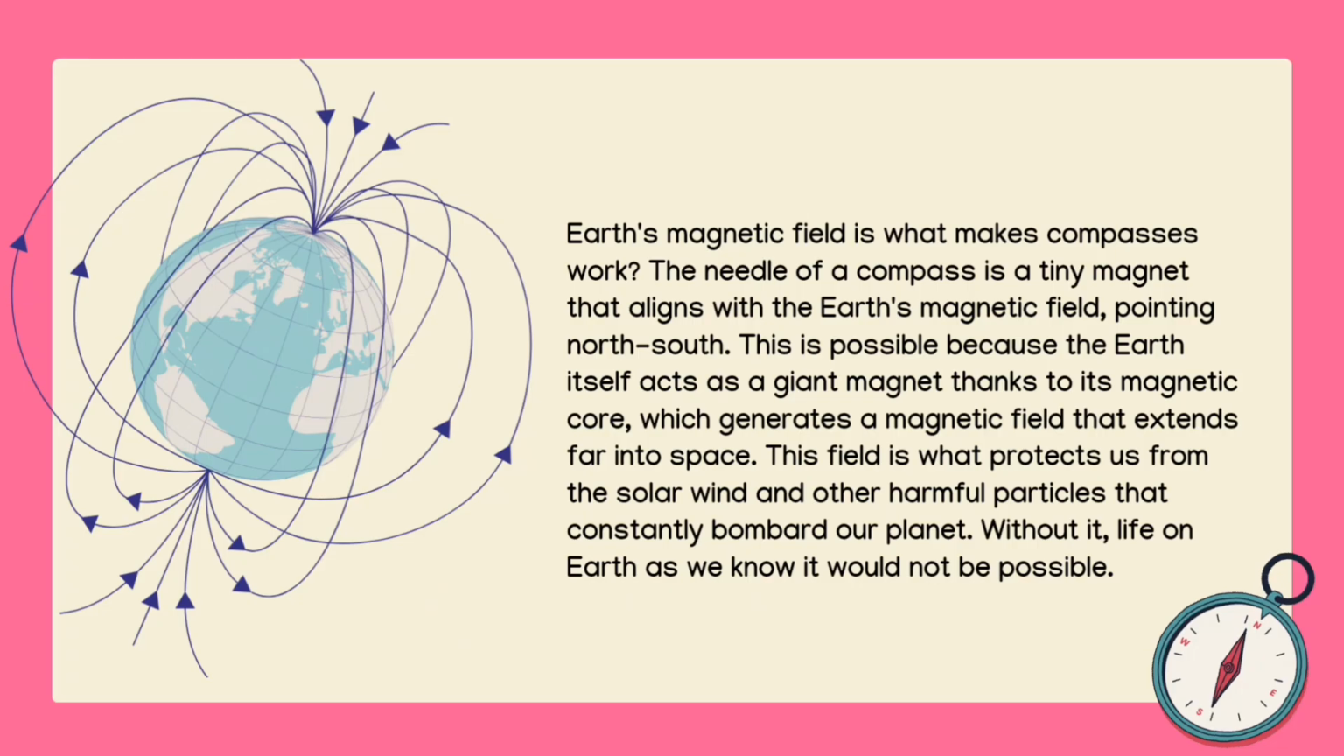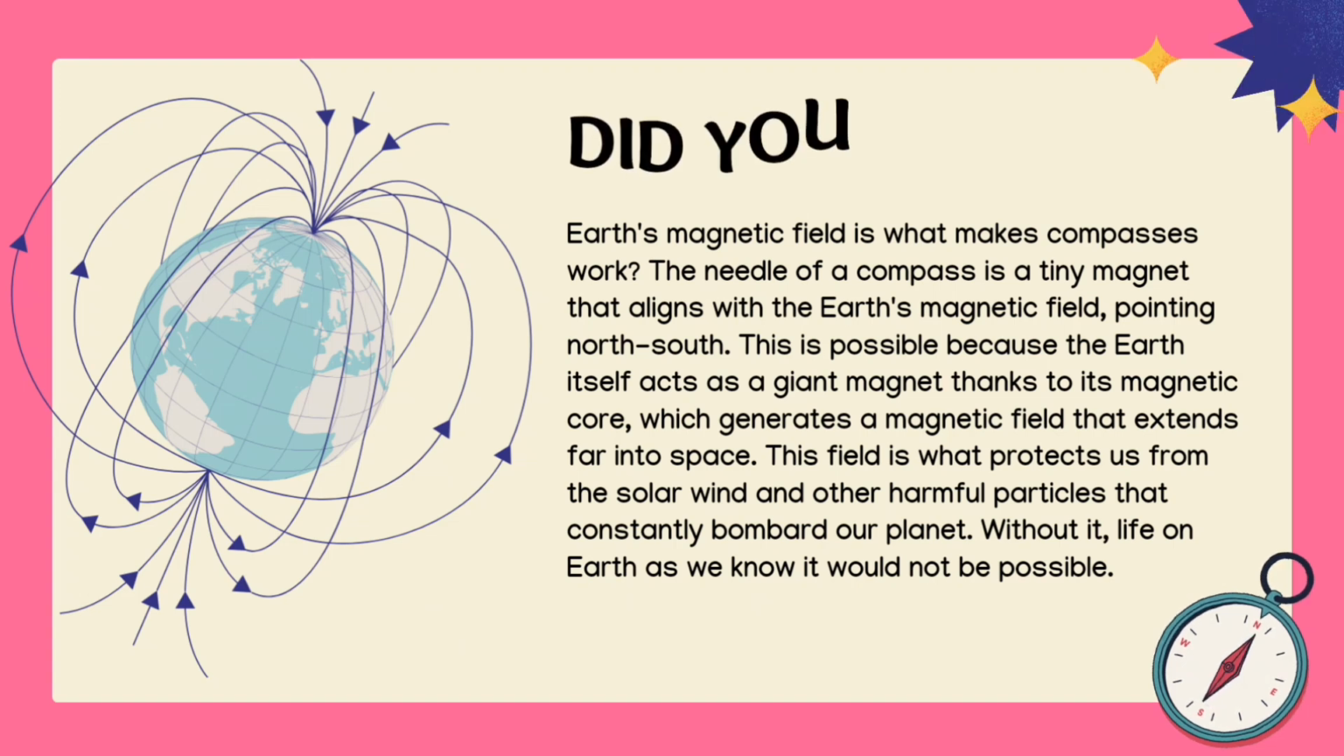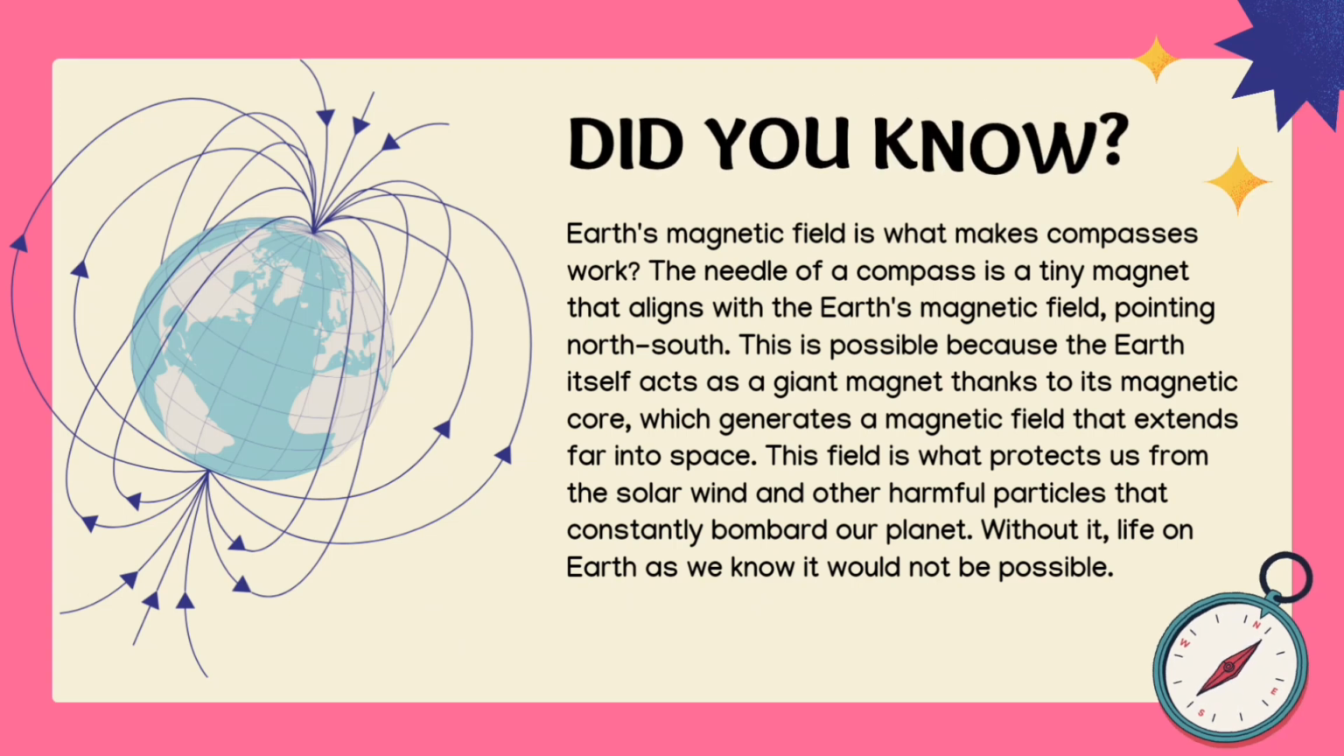Now we are going to learn an interesting fact that Earth's magnetic field is what makes compasses work. The needle of a compass is a tiny magnet that aligns with the Earth's magnetic field, pointing north-south. This is possible because the Earth itself acts as a giant magnet thanks to the magnetic core, which generates a magnetic field that extends far into space. This field is what protects us from the solar wind and other harmful particles that constantly bombard our planet. Without it, life on Earth as we know it would not be possible.